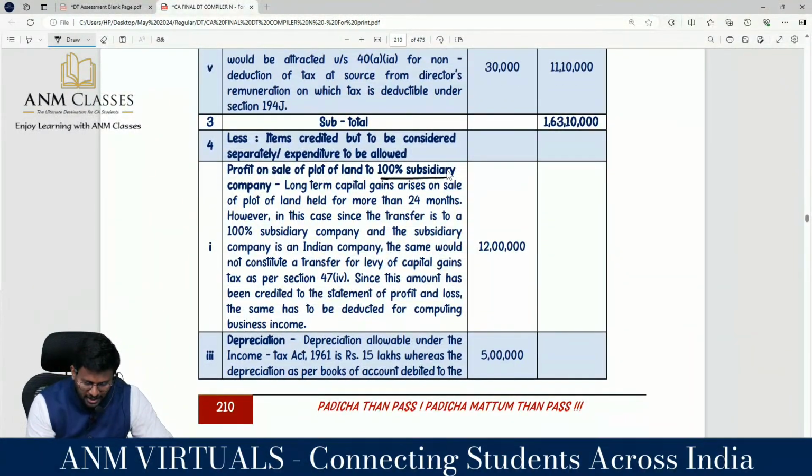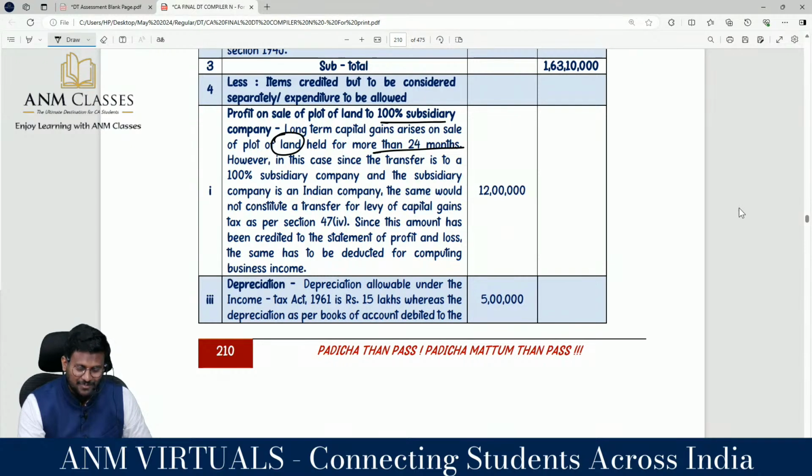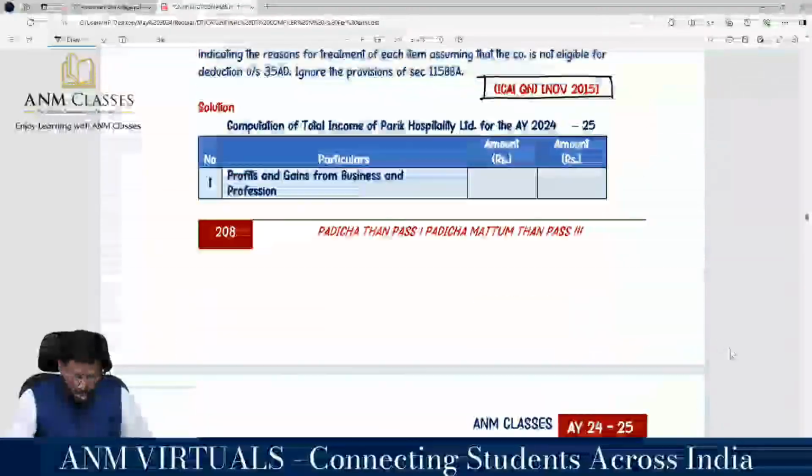Profit on sale of plot to a 100% subsidiary company. Long-term capital gain arises on sale of land held for more than 24 months. However, in this case, since the transfer is to a 100% subsidiary company and the subsidiary is an Indian company, it would not constitute a transfer for levy of capital gain as per section 47 clause 4. Since this amount has been credited to the P&L account, it has to be deducted for computing business income. So that 12 lakh has been reduced.